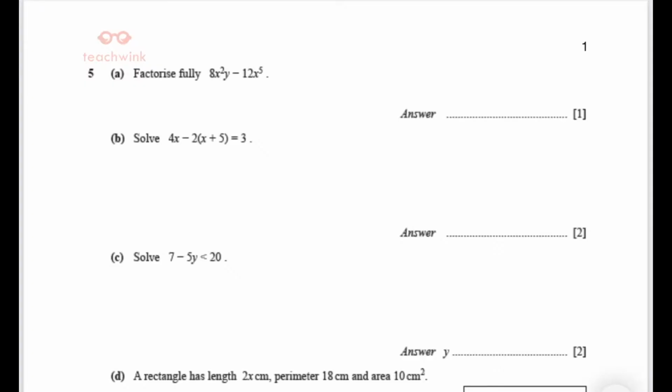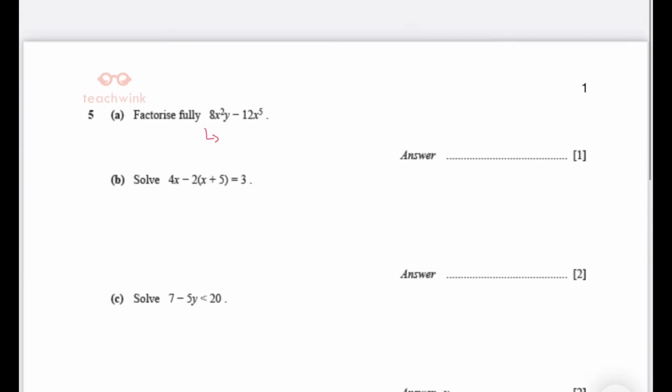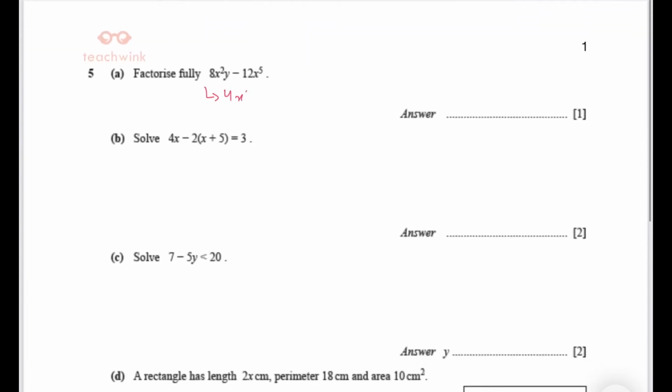The question says factorize fully 8x squared y minus 12x to the power of 5. In this question, we take out the common number and the common variable, which is in this case 4x squared. When you take this out of the equation, you're left with 2y minus 3x cubed. Okay, now you write the answer over here, 4x squared times 2y minus 3x cubed.